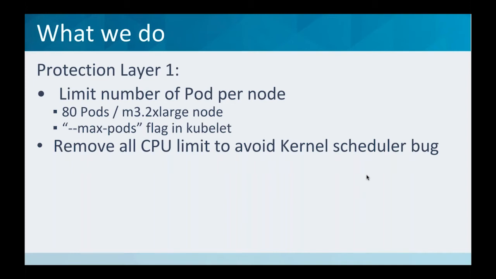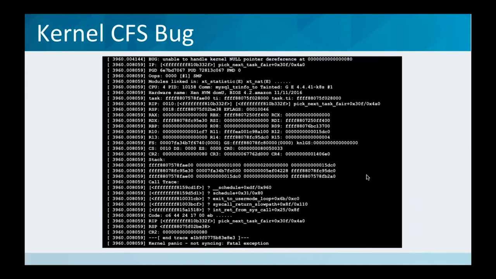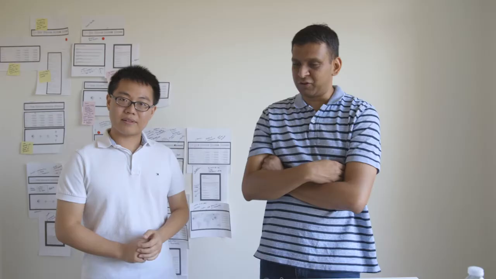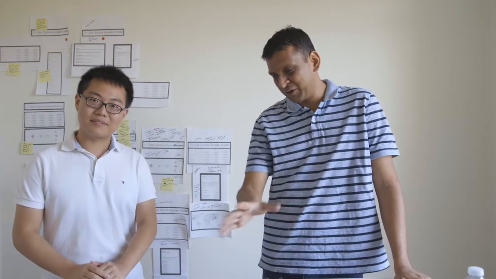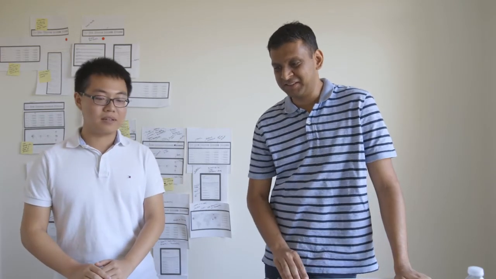The second thing is that to avoid a kernel scheduling bug in the Linux kernel, we also removed all the CPU limits. Abhinav has more detail on that. So this was actually a little bit of an interesting problem. What you see over here is basically a kernel stack dump, right?